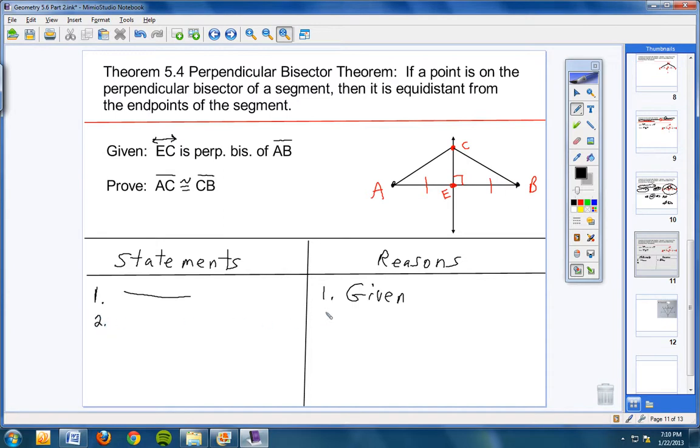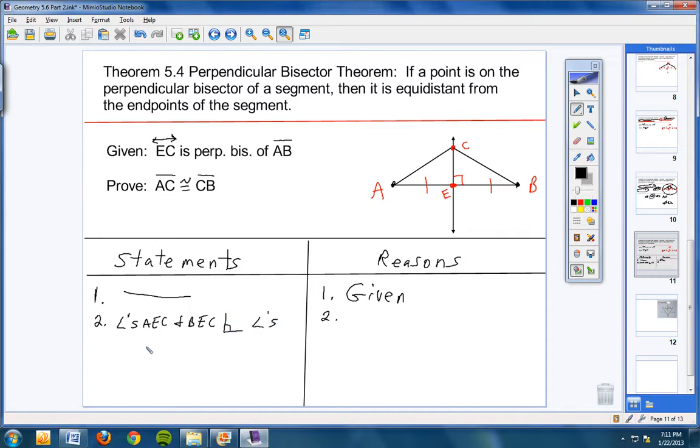So the first thing I'm going to state is that angles AEC and BEC. Now look at the diagram. That's this angle here and this angle here. I'm going to state that those two angles are not congruent, but that they are right angles.